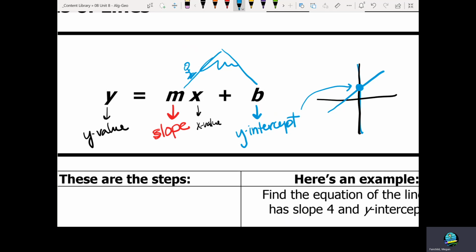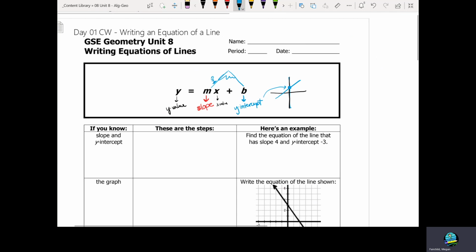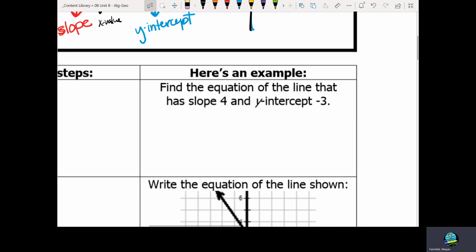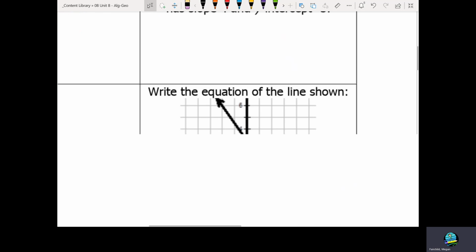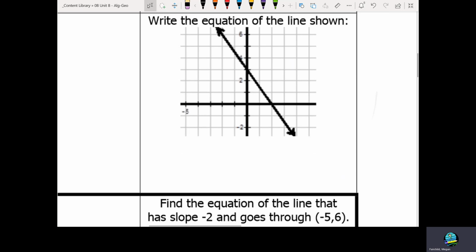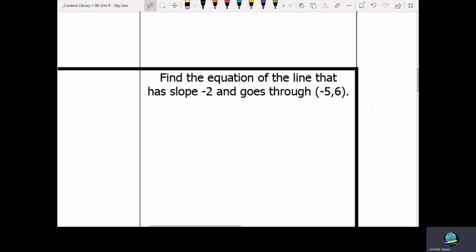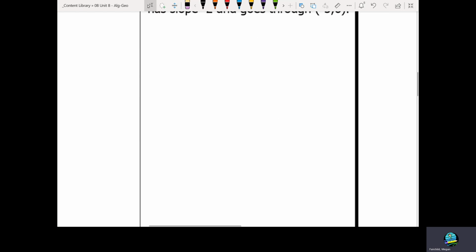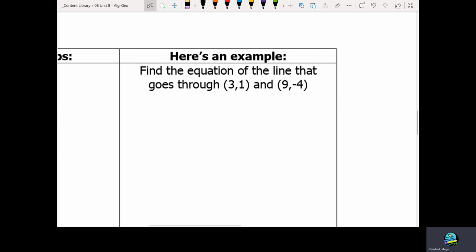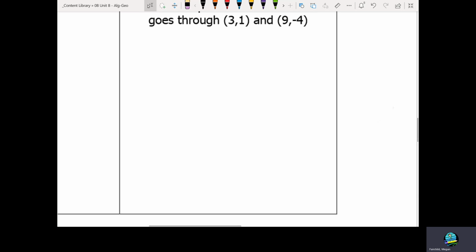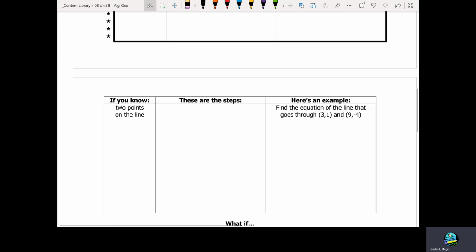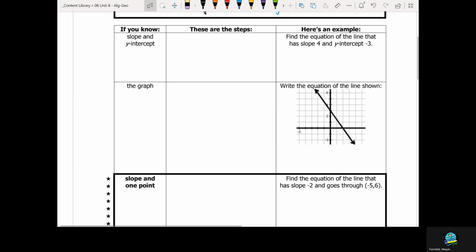Okay. All right. What we are going to do this unit is find equations of lines given a slope and an intercept, given a graph. Then we're going to be given slope and a point on the line. And then we're also going to find it when we just know 2 points on the line. So a lot of different ways to find equations in slope-intercept form.